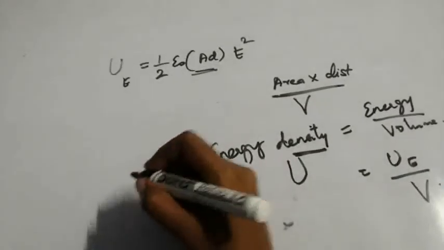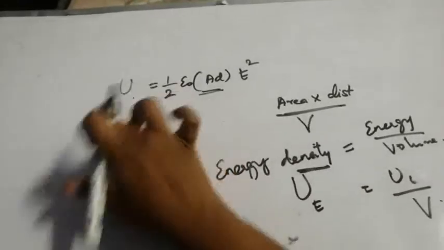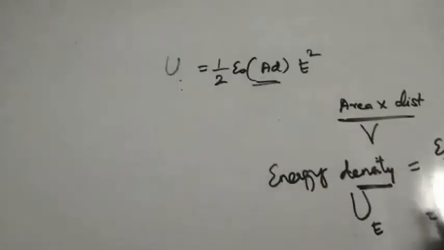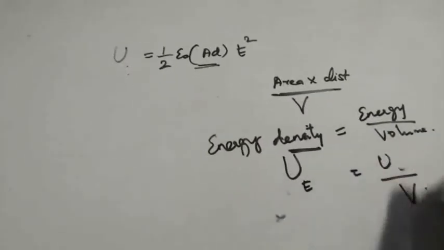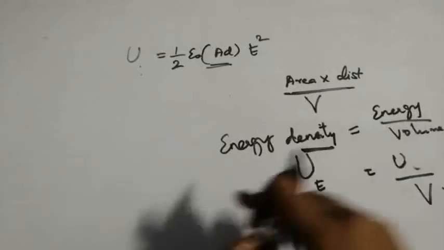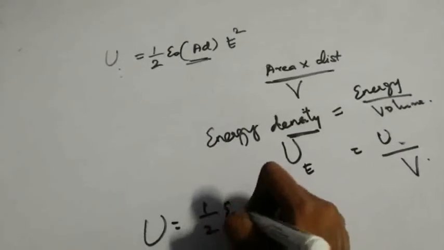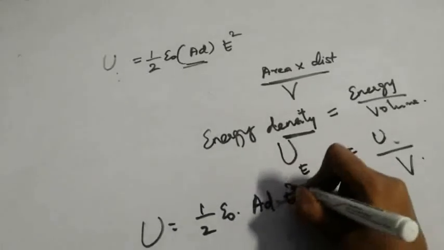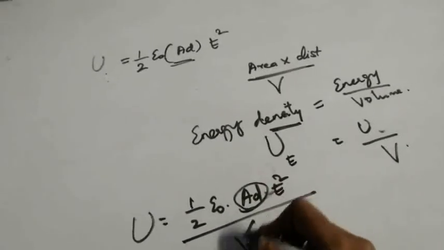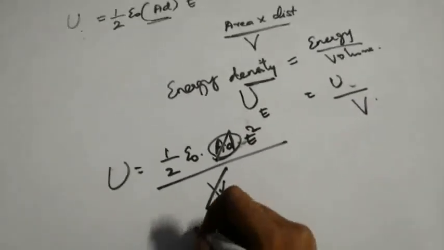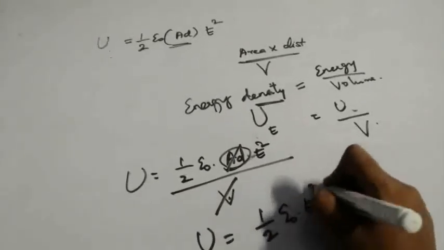So for energy density, which they have given as U_E here, it should be written as U_E is equal to U by V, where V is the volume. So divide this: it is 1 by 2 epsilon naught A into D into E square by my volume. This part, A into D, is nothing but the volume. So cancel this one. You will be getting the energy density as 1 by 2 epsilon naught into simply E square.